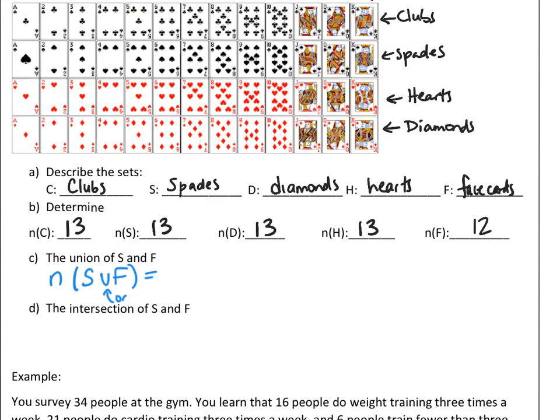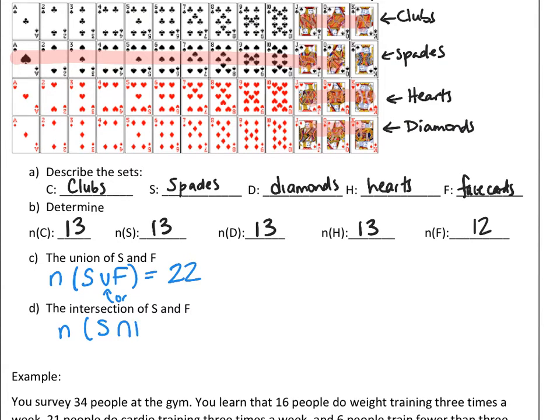So how many cards are either a spade or a face card or both? Here's my spades, and here's my face cards, and I just don't double count them. So I've got 12 and 10 makes 22. Okay, how many would be in the intersection of S and F?